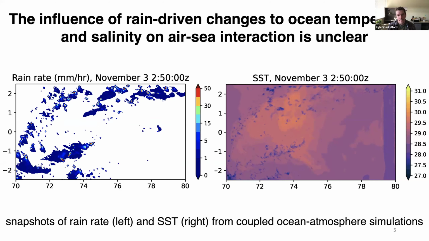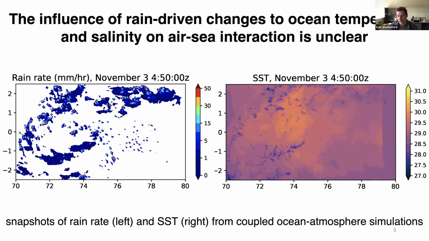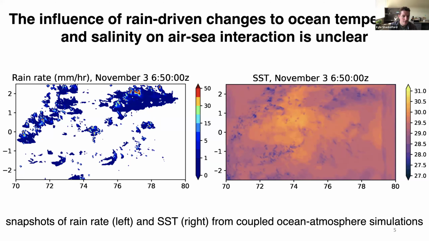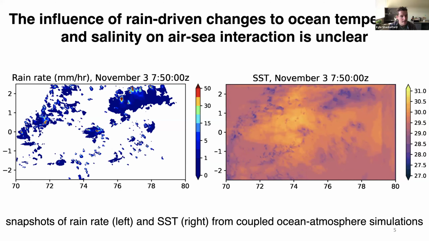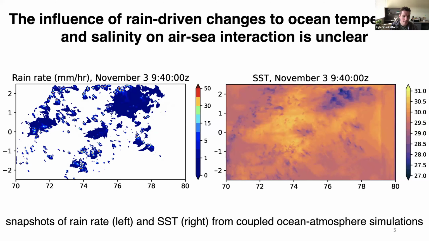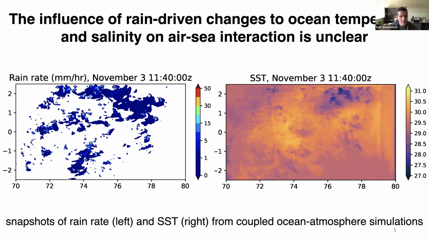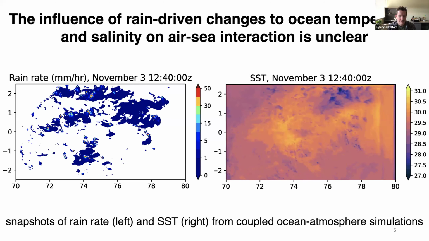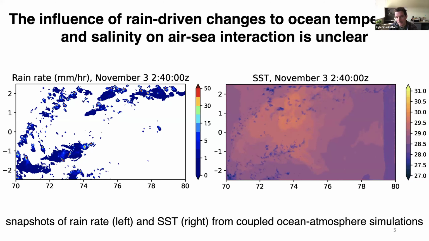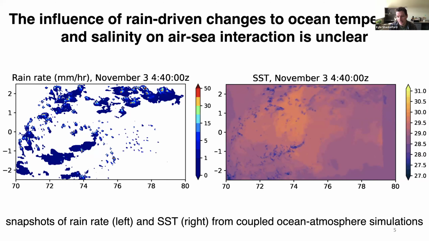And so one reason we want to investigate this is because the influence of rain-driven changes to ocean temperature and salinity profiles on air-sea interaction and atmospheric convection was pretty unclear. So this figure here is showing on the left an animation of rain rate, and on the right an animation of sea surface temperature from some coupled ocean atmosphere model simulations we conducted that I'll be talking about in depth throughout this presentation. And what you can see is the areas that are featuring heavy rainfall on the left tend to correspond to reduced sea surface temperature on the right, as well as a sharpening of SST gradients and just adding some texture and contrast to the SST field.